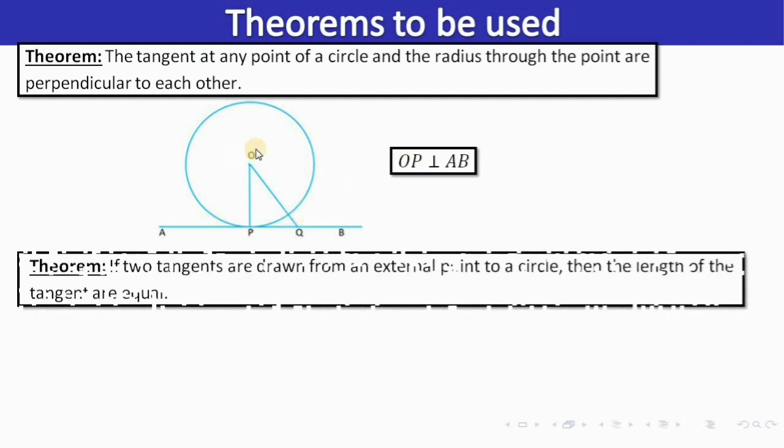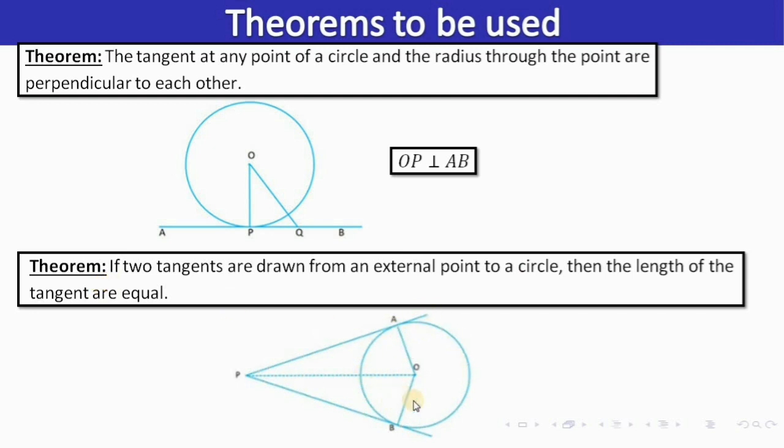The other theorem that we are going to use here is: if two tangents are drawn from an external point to a circle, then the lengths of the tangents are equal. So there is a circle and from an external point, that means outside the circle, you take a point P, and from this P you draw two tangents. One is PA and another is PB. According to the theorem, the lengths of PA and PB will be the same. That means if PA is 10 centimeter, then PB will also be 10 centimeter. That's the meaning of this particular theorem.